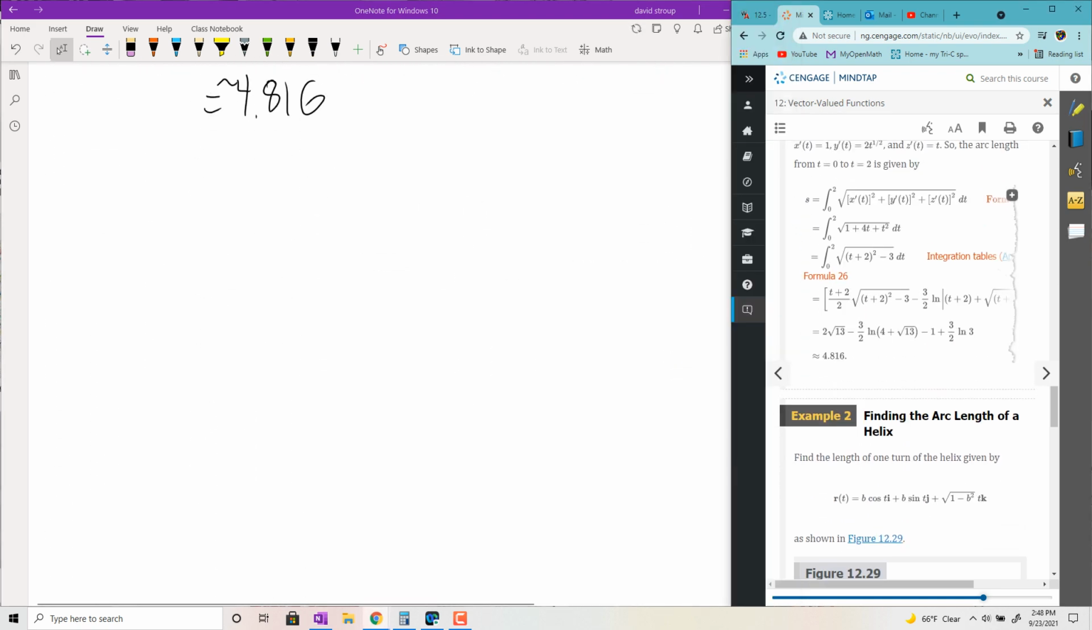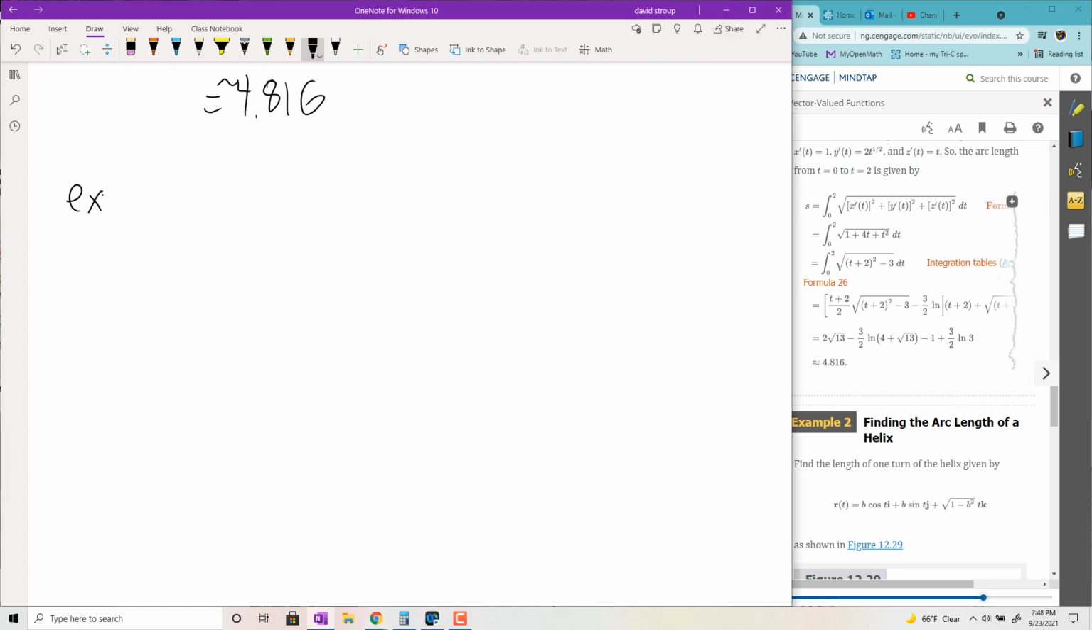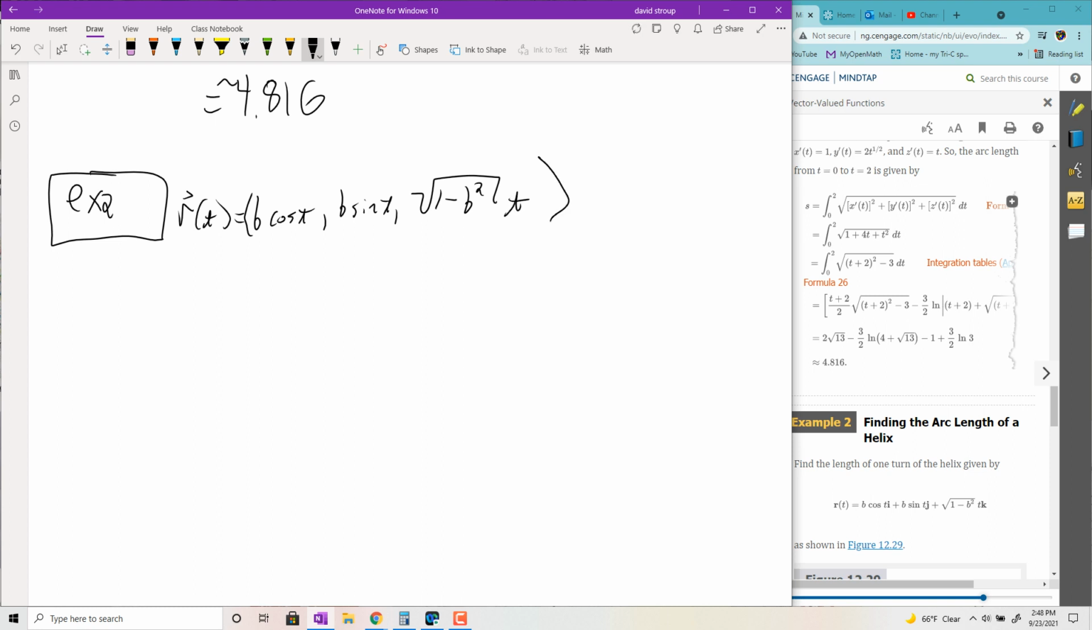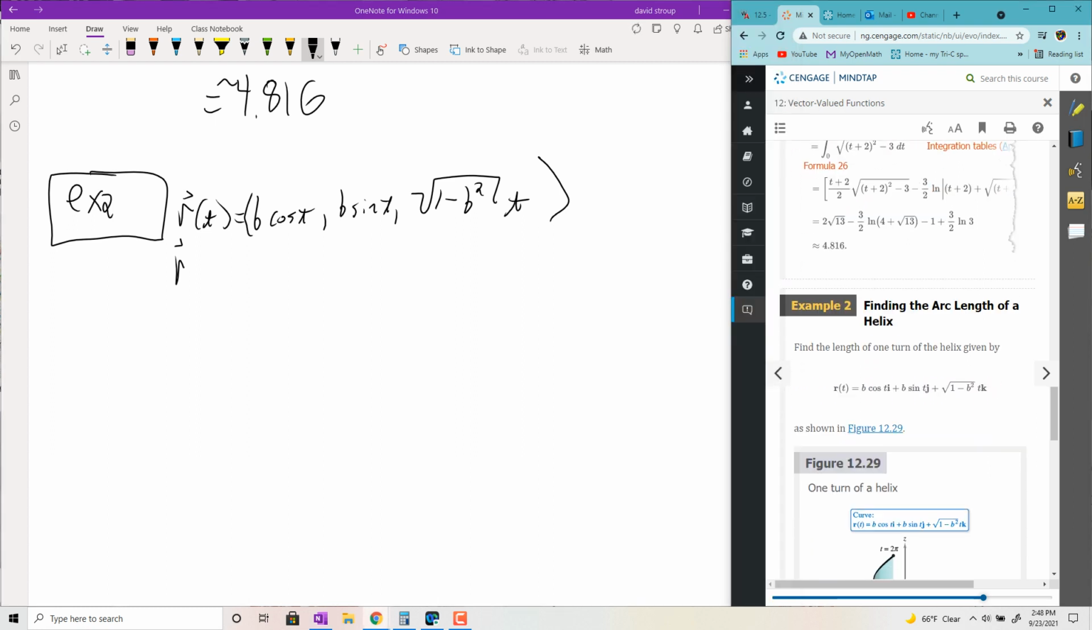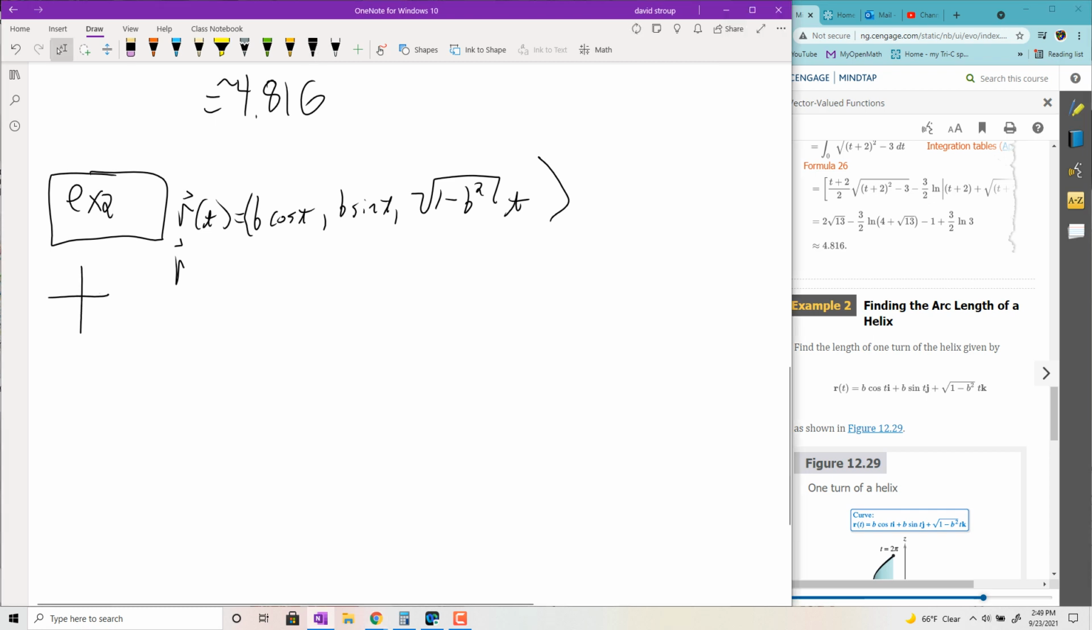Let's look at example 2, see what's going on there. Find the arc length of a helix. Find the length of one turn of the helix. Okay, so I think one turn means we're going to have to go full circle. So from 0 to 2 pi. That's what they want.